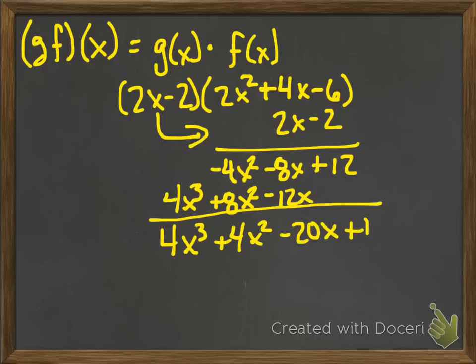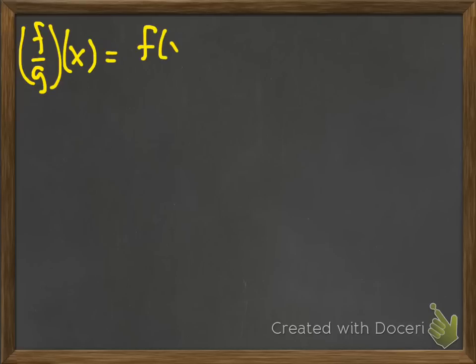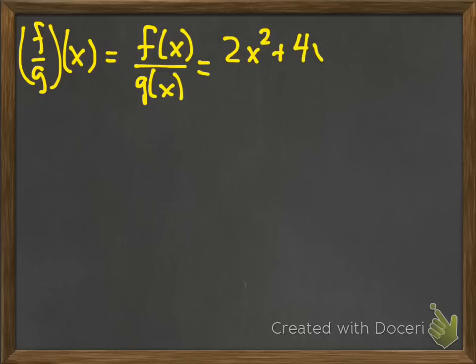Okay, so now let's look at division. I'm going to do that on another slide. So with division, we want to make sure that we are dividing correctly, so we want to set it up correctly. The first thing with division is to factor. So factor it out completely. 2x squared plus 4x minus 6, then you have your 2x minus 2.